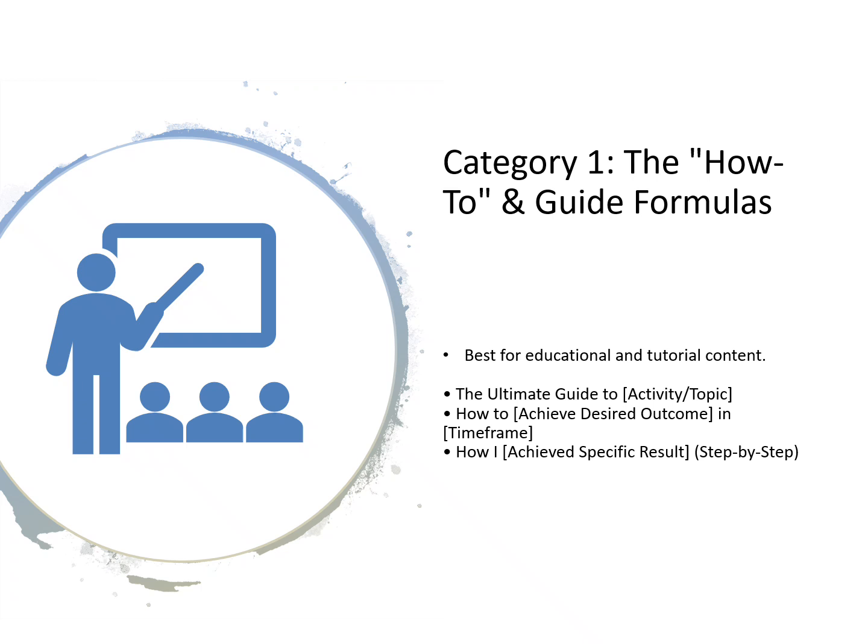And now let's move into the how to. It says how to achieve the desired outcome in a certain time frame. That's how that formula is structured. So let me show you an example. How to achieve the desired outcome, which is learn the YouTube algorithm, in a time frame, which is 30 days. How to learn the YouTube algorithm in 30 days. You see how that works?